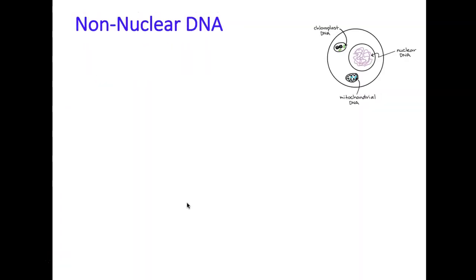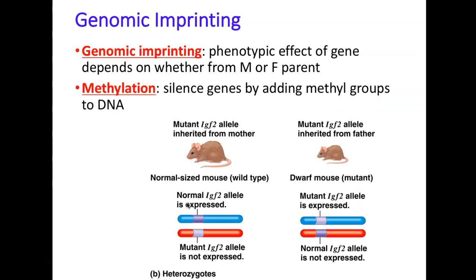Number 40, what is genomic imprinting? That's actually not on your test. But just so you know, it's when a gene is inherited from the mother, it will be expressed differently than if it's inherited from the father. And that's because in the mother's egg, methylation can occur. All right. Number 41, which parent do you inherit mitochondrial DNA from? It's your mother.